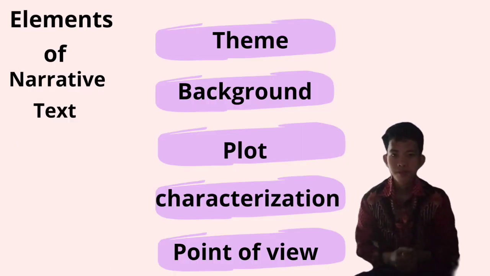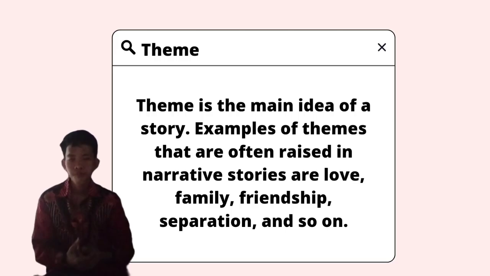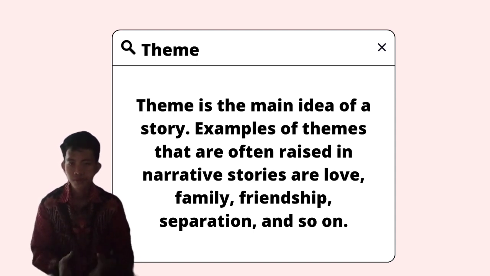There are five elements of narrative text. They are theme, and then background, plot, characterization, and the last is point of view. So what does it mean? Number one is theme. Theme is the main idea of the story.